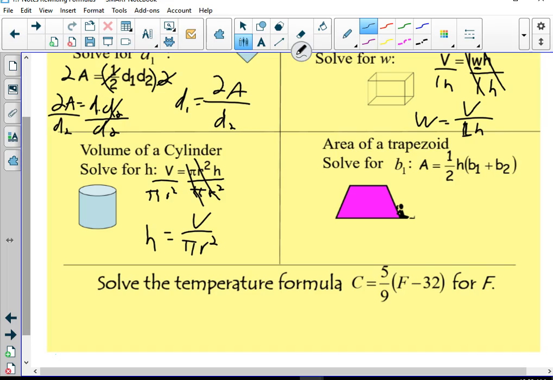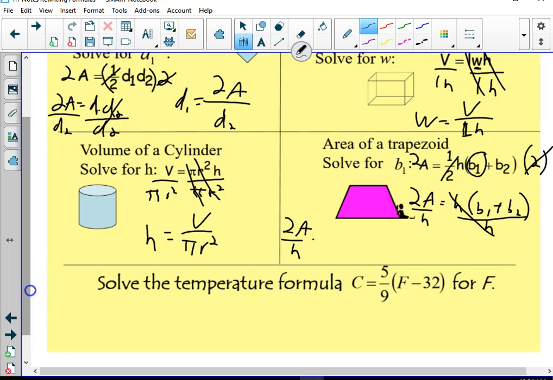Okay, this one's a little more challenging. We gotta get inside to this B1. There's a lot of stuff keeping us from getting there. What's the first thing we gotta get rid of? The fraction. How do we do that? 2. Okay, that cancels. So 2 times A equals H times B1 plus B2. What's the next thing we gotta get rid of? The B1 is what we're trying to solve for. Yeah, the H, like standing guard outside, right? Gotta get rid of that H. Cancel. So 2A over H equals B1 plus B2.